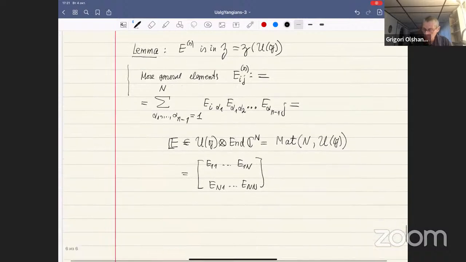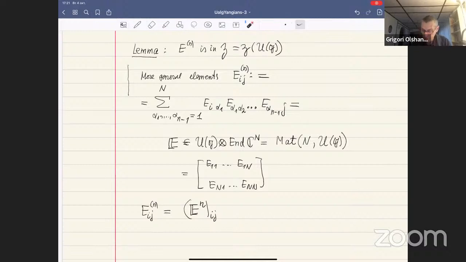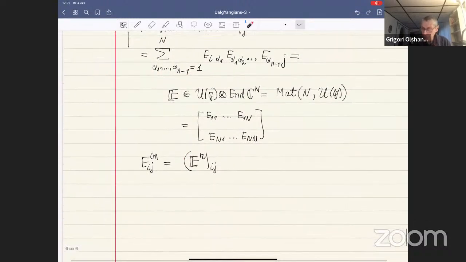And now I want to observe that this element is simply the following. We take this product, which is well defined, no problem, and the ij entry of it. So this is exactly the same as this definition.